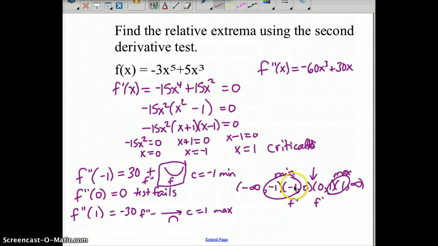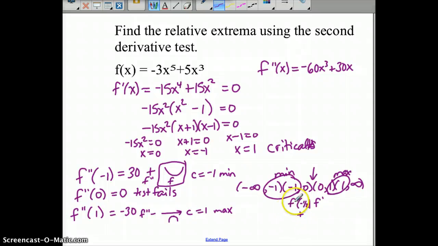Pick a number between negative 1 and 0, like negative 1/2. If I put negative 1/2, where am I putting it? Into the first derivative, because I'm doing a first derivative test. So I'm going to put it in here. This is the best form to find signs. Negative 1/2 here squared would be positive times a negative number, so that part's going to be negative. A negative 1/2 here is going to be a positive number, and a negative 1/2 here is going to be a negative. So I have a negative times a positive times a negative, which will give me a positive.